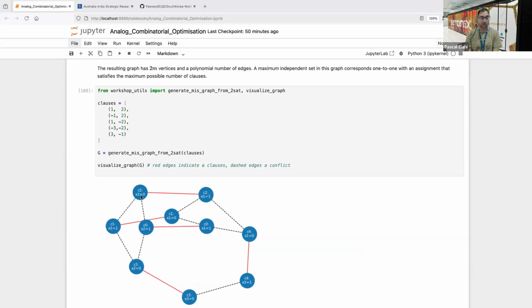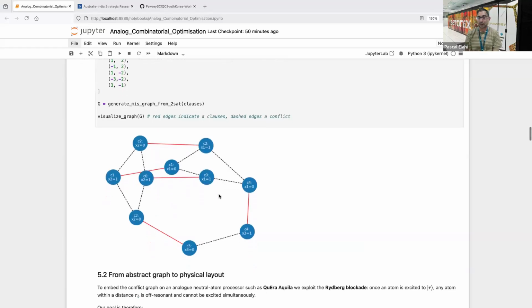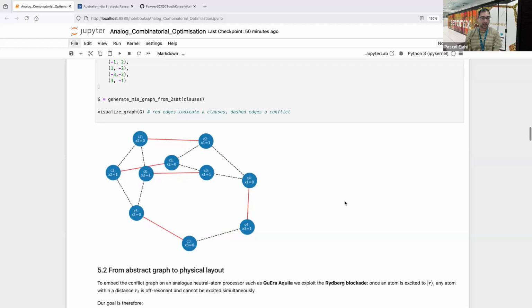So I have x2 equals 0 and x1 equals 1. I want to get an edge there. This is essentially the construction of the conflict graph, but it basically is an MIS, right? Because I want to maximize the number of vertices that are separated, so that no vertex shares an edge.